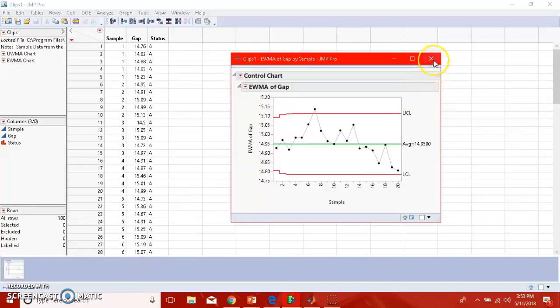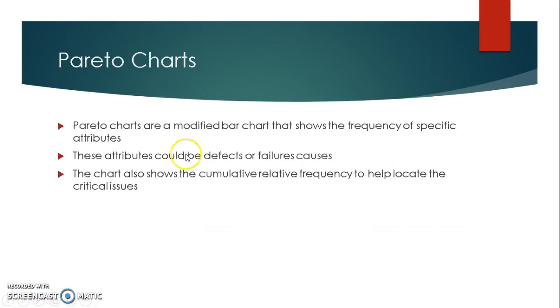So moving on to the Pareto charts. Pareto charts are just a modified bar chart that shows the frequency of specific attributes. Those attributes could be defects or failure causes. Typically, the chart also shows cumulative relative frequency to help locate the critical issues. Basically, this shows a bar chart with the ratios of all the different types of causes. This helps you find which cause is the most concerning and which you need to fix first.